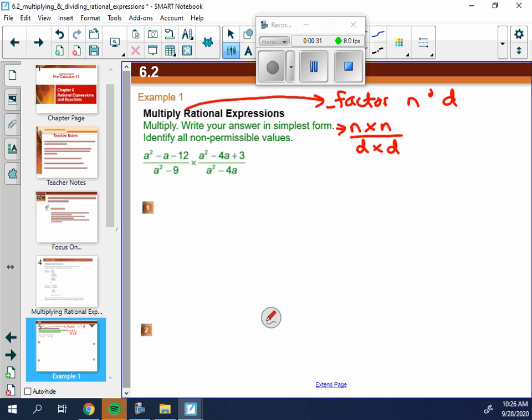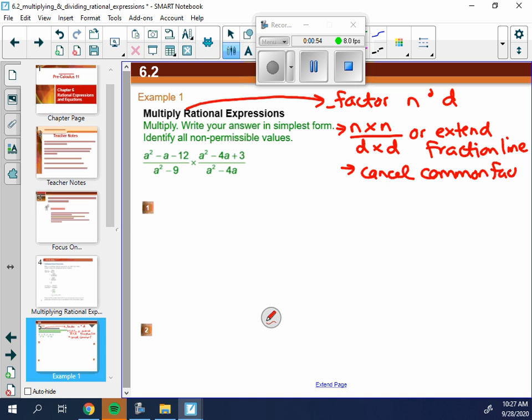So you basically can extend out that line, and I'll show you what I mean by that. We can extend out that line if we needed to, or extend the fraction line, and then cancel common factors. Or in other words, this is the same as what we did in 6.1, simplify.